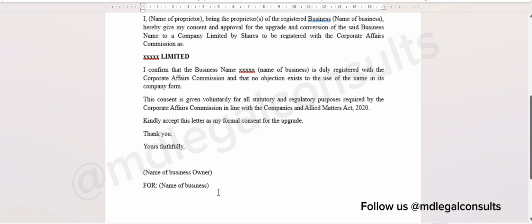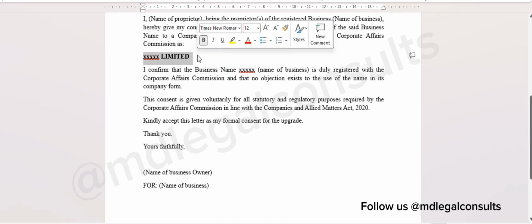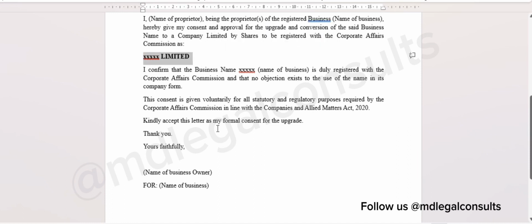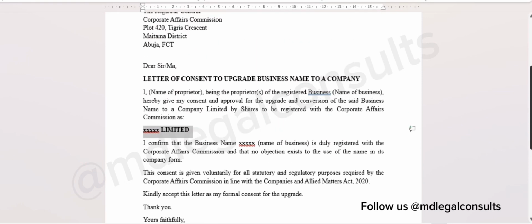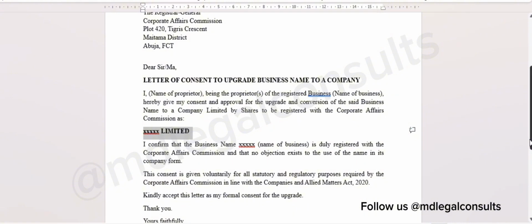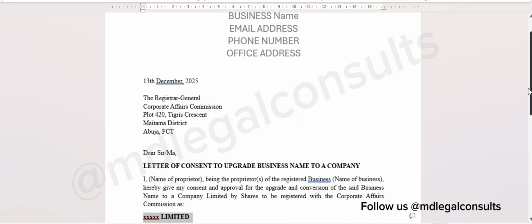The only place that the name of the company is going to be appearing is this place. That's just the only place. Every other place, it is going to be the business name, as highlighted in this particular template. So that is it. That is just all. You don't need to write a two-page letter. You don't need to go over and beyond.